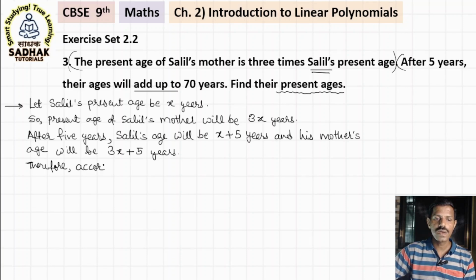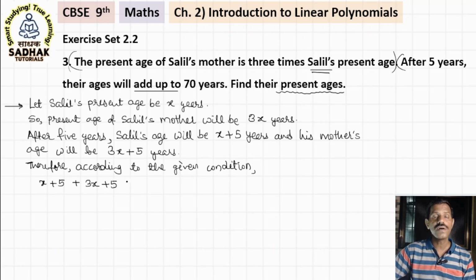according to the given condition, now we are going to get an equation. Okay, so what will that equation be? Adding Salil's age and his mother's age after 5 years will be 70. So that will give us x plus 5, which is the age of Salil, plus 3x plus 5, which is the age of his mother, will be equal to 70. Okay, so this equation we get. Now let us simplify this equation a little. x plus 3x will be 4x, 5 plus 5 will be 10, is equal to 70.